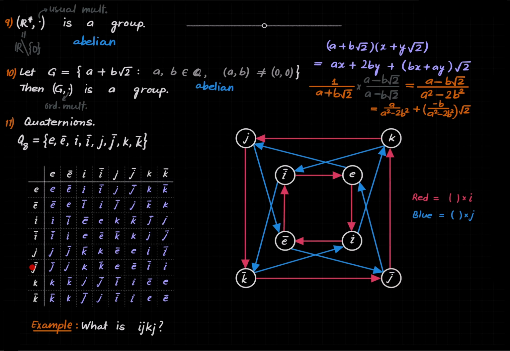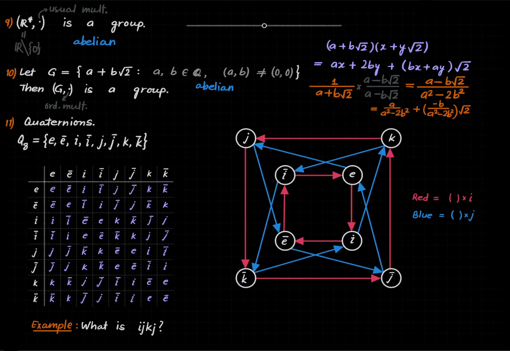J bar, multiply on the right by I, you get k, and that is what the diagram also shows. So the same data can be captured by a diagram. The blue arrows encode multiplication on the right by j, red arrows encode multiplication on the right by I. We could have drawn more arrows, like what about multiplication on the right by k? We haven't drawn those arrows because we do not need to. Why?